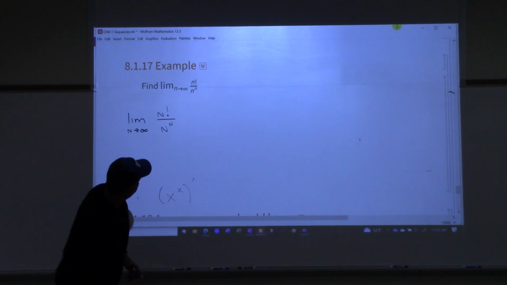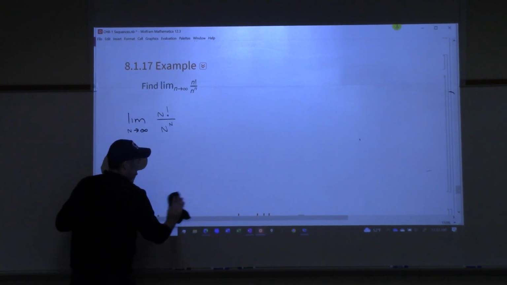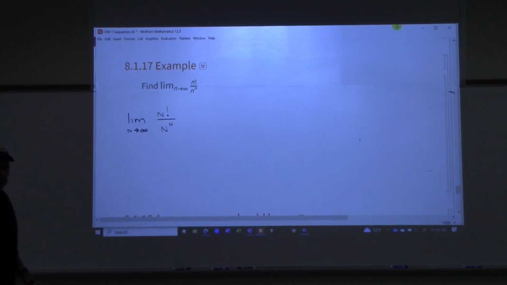So for this one, would you have to kind of prove it by writing out n factorial and seeing whether it has a greater or weaker rate of change than the bottom? Yeah, we're going to have to analyze this. That's what we have to figure out, what's going on here.